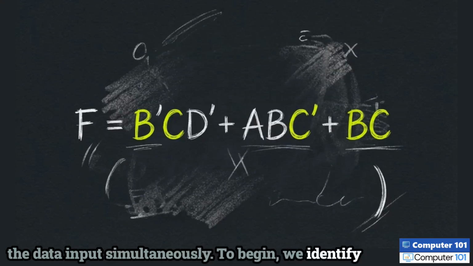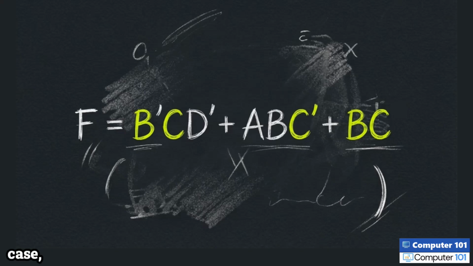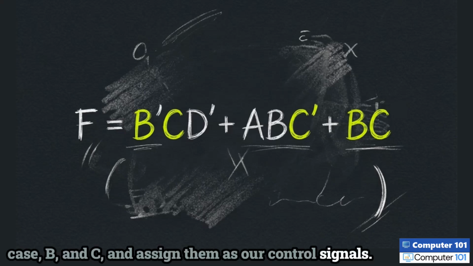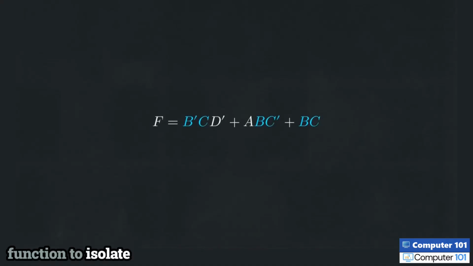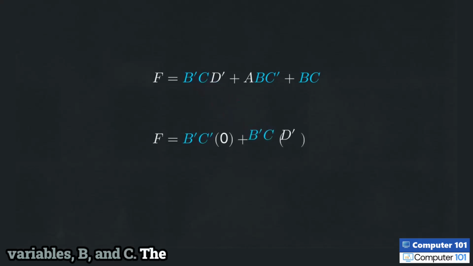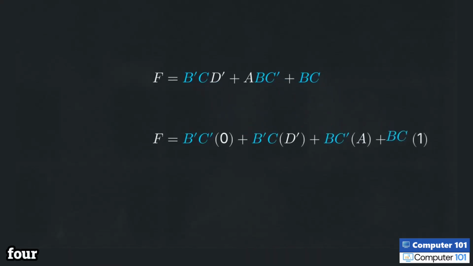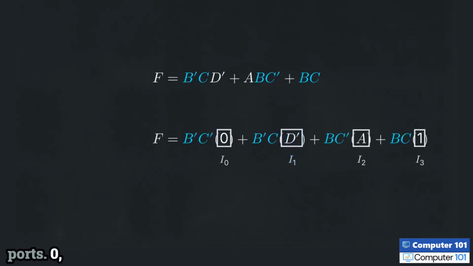To begin, we identify the 2 most frequent variables in the equation, in this case B and C, and assign them as our control signals. Using Boolean algebraic factoring, we can rewrite the function to isolate the terms relative to our control variables, B and C. The resulting expression reveals the 4 specific signals required for the multiplexer's data ports, 0, D', A, and 1.